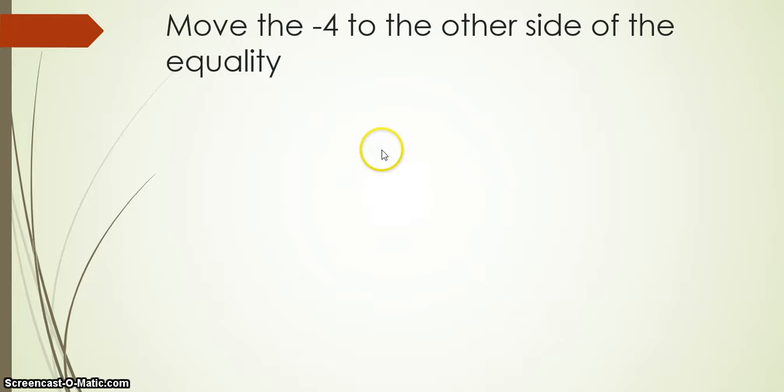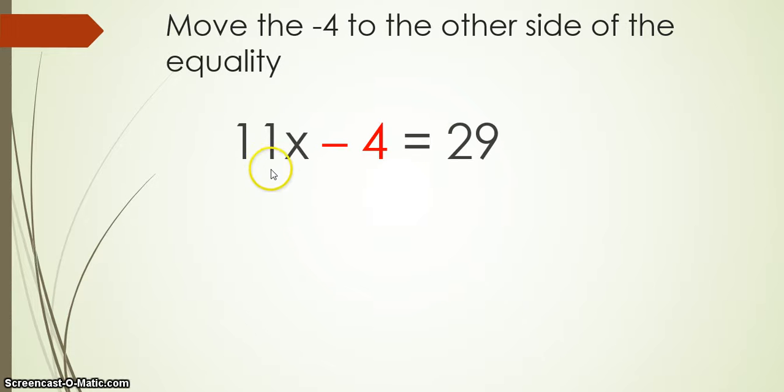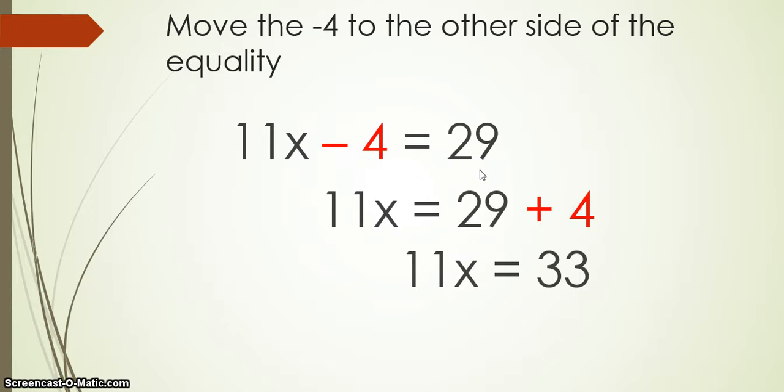Now we need to move the negative 4 to the other side of the equal sign. So the equation now says 11x minus 4 is equal to 29, and we move it to the other side. So the minus 4 comes over here, and when it moves from one side of the equals to the other, it becomes the inverse operation. It becomes plus 4. 29 plus 4 gives us 33, and 11x is equal to 33.